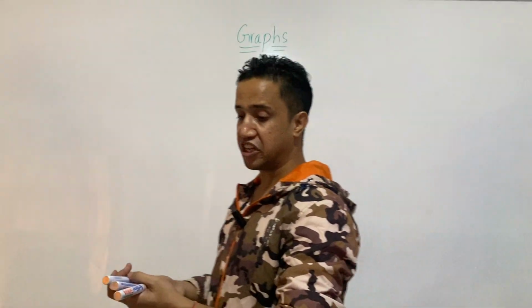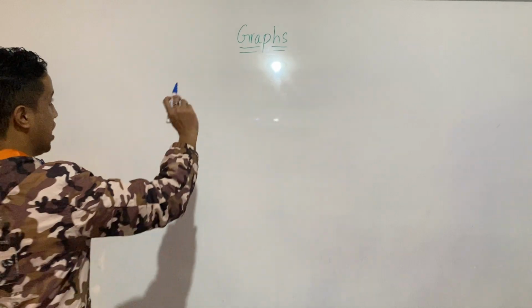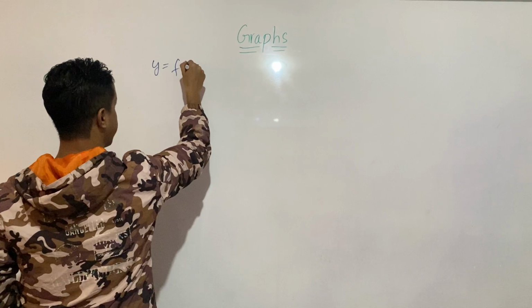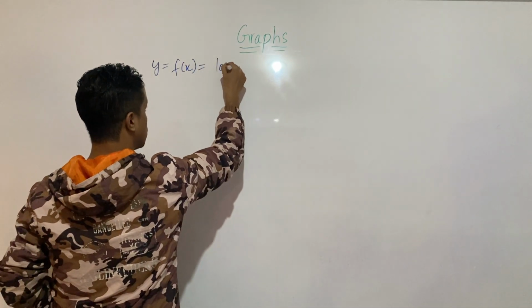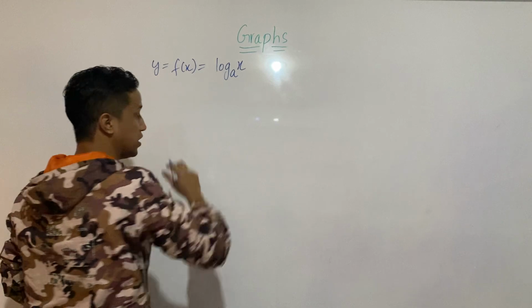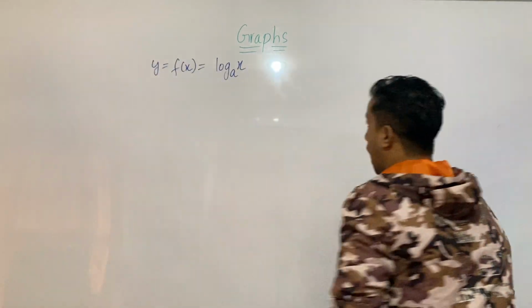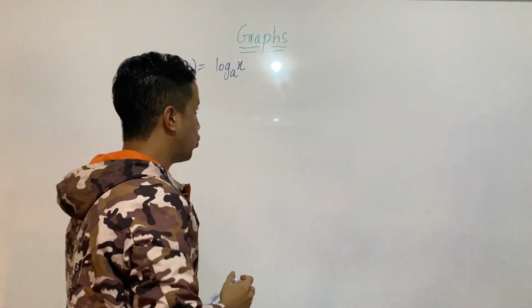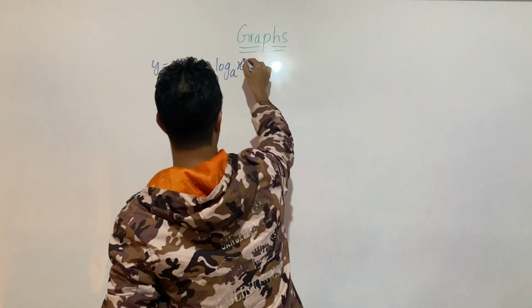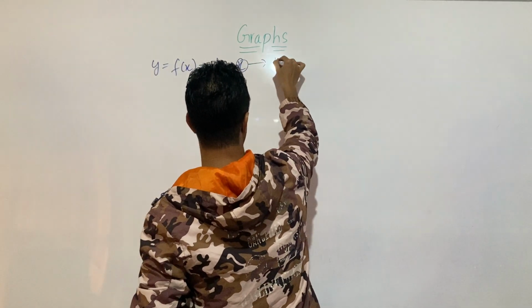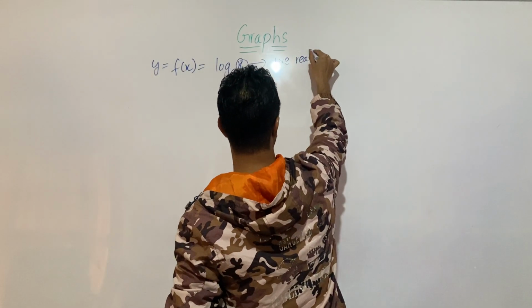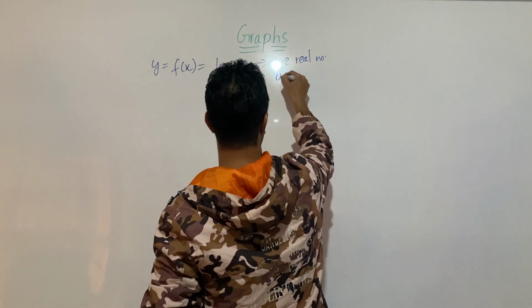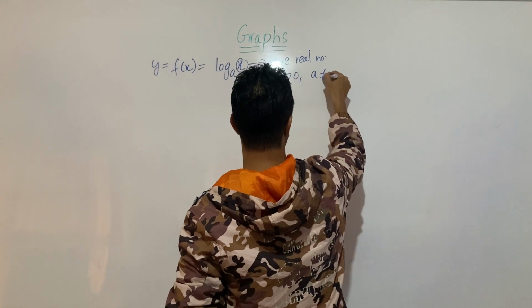So the definition of log says that if you are given a function y equals f of x, which is equal to log of x to the base a. Okay, so this function is bounded by certain set of rules. What are those rules? First thing is that this x must be a positive real number. And second thing is that this a must be greater than 0 and it should not be equal to 1.